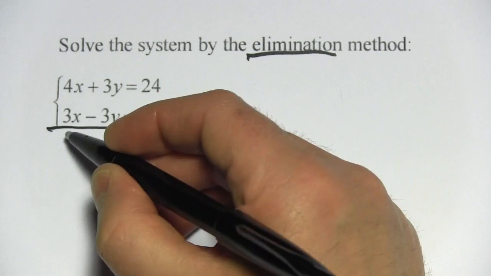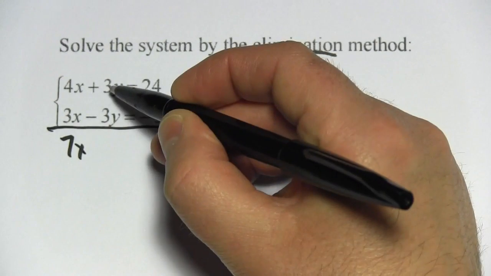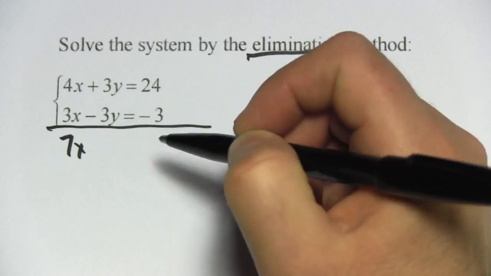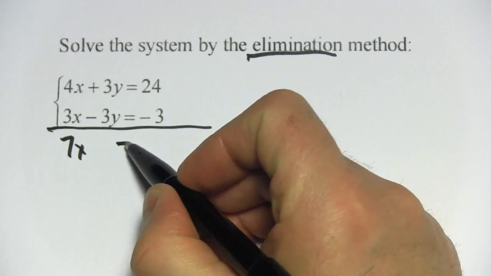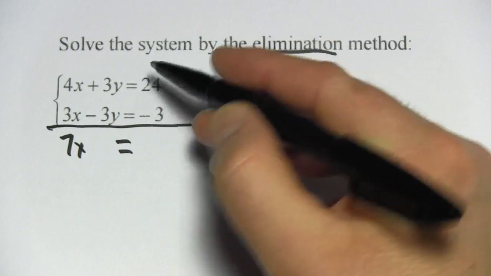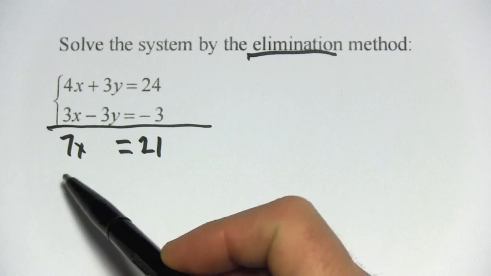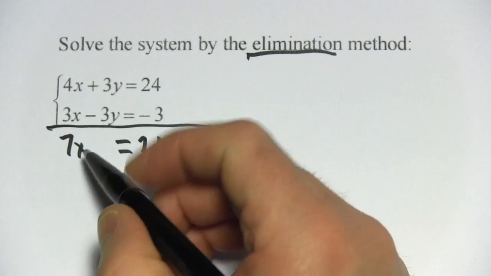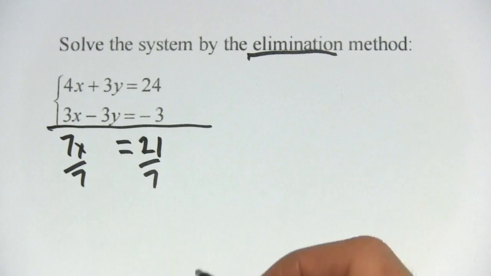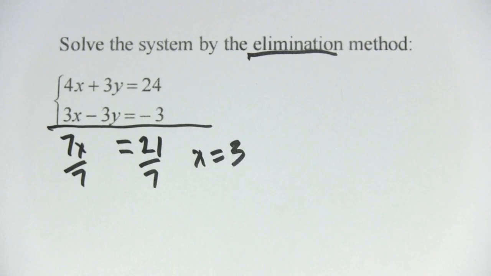So 4x plus 3x is 7x. A positive 3y plus a negative 3y is 0 y's, so I'm not even going to write it. And 24 plus a negative 3 is 21. Look how easy that was to get this single equation with one variable. To solve this for x is trivial. We just divide by 7, we get x equals 3.